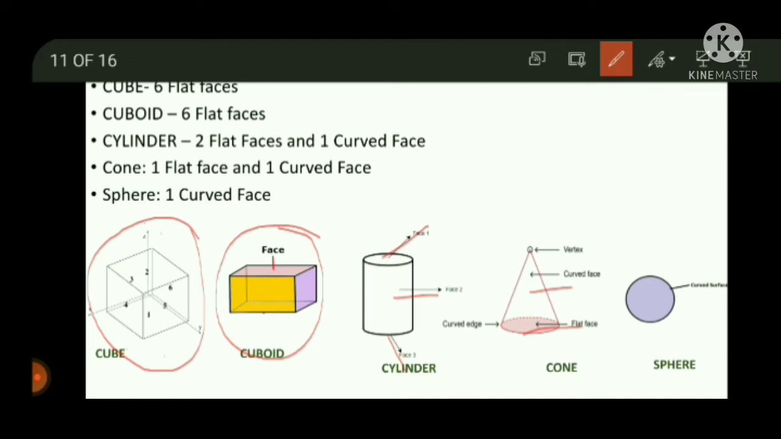So we can see in a cube, there are 6 flat faces. In a cuboid, there are 6 flat faces. In a cylinder, there are 2 flat faces and 1 curved face. In a cone, there is 1 flat face and 1 curved face. And a sphere has only a curved face. There is no flat face at all.